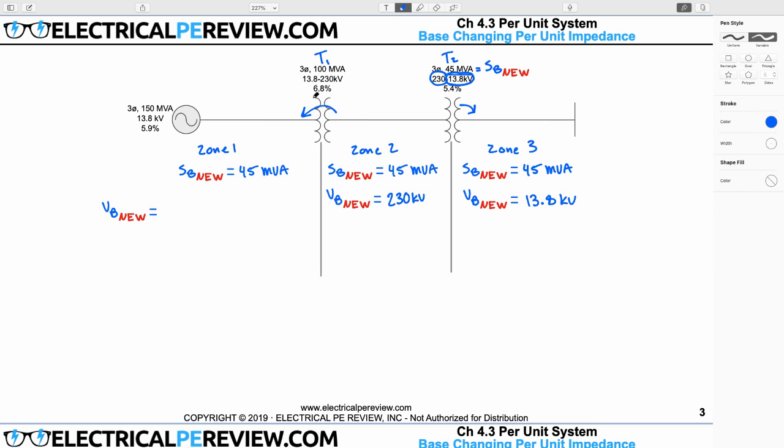So how do we do that? Well, we can say our voltage base in zone 1, our new base, is going to equal first 230 kV. That's just this value here.